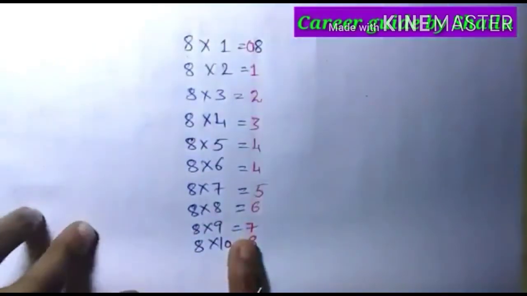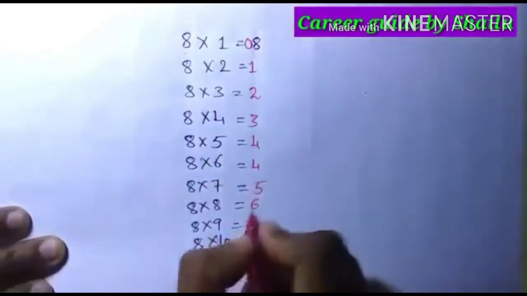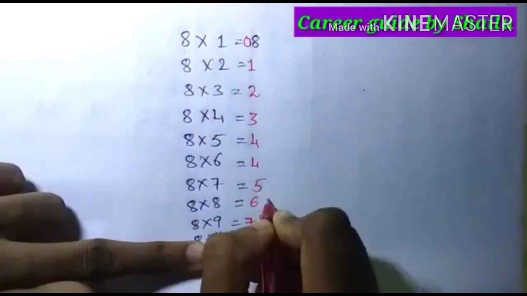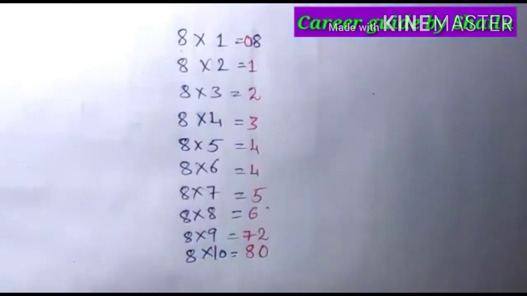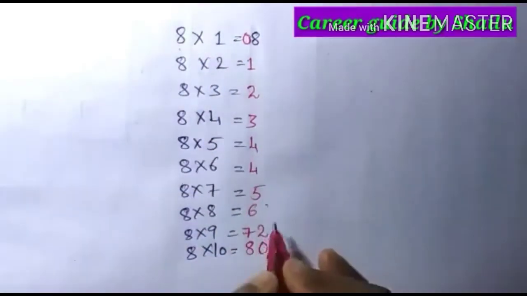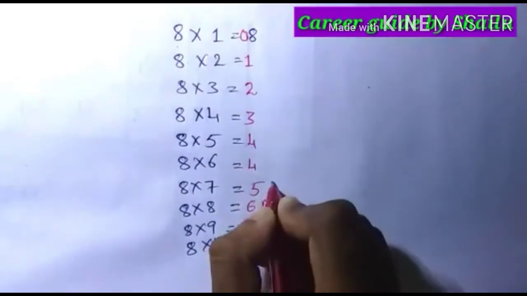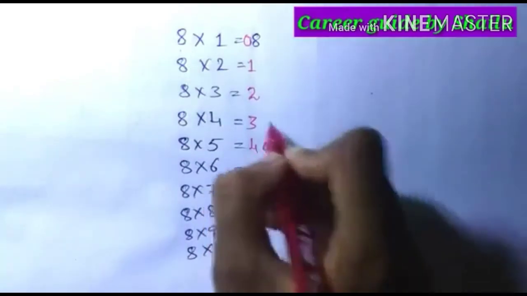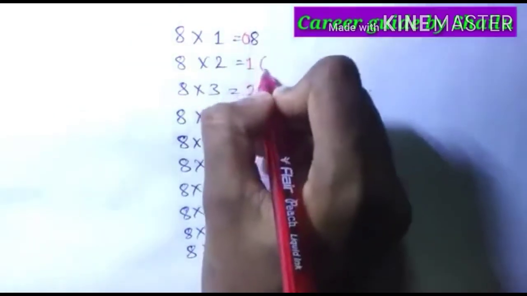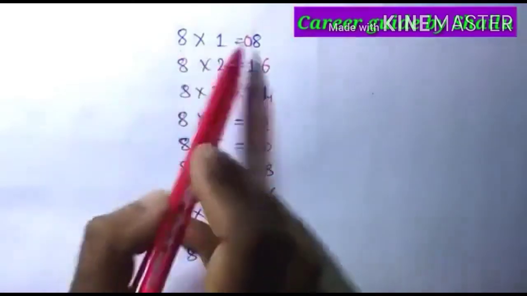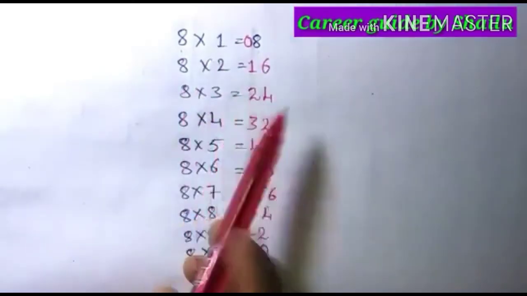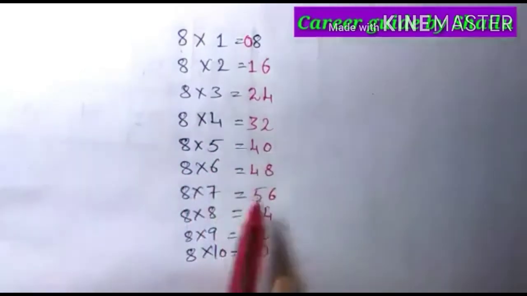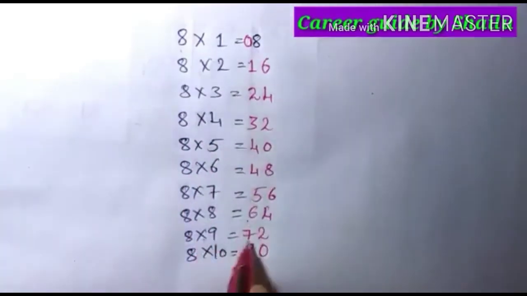Once this row is completed, start from down to top, like repeat the 2 table, 0, 2, 4, 6 and 8, and the same 0, 2, 4, 6 and 8. Now 8 ones are 8, 8 twos are 16, 8 threes are 24, 8 fours are 32, 8 fives are 40, 8 sixes are 48, 8 sevens are 56, 8 eights are 64, 8 nines are 72, 8 tens are 80.